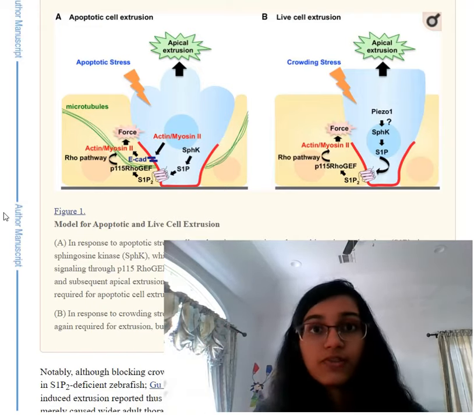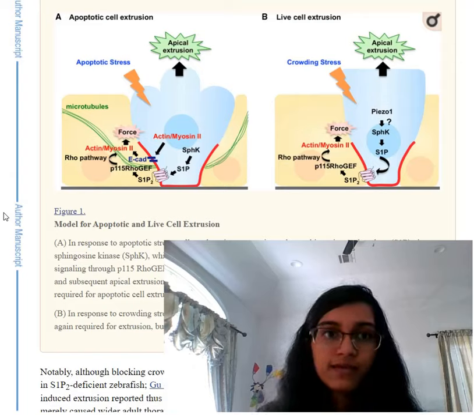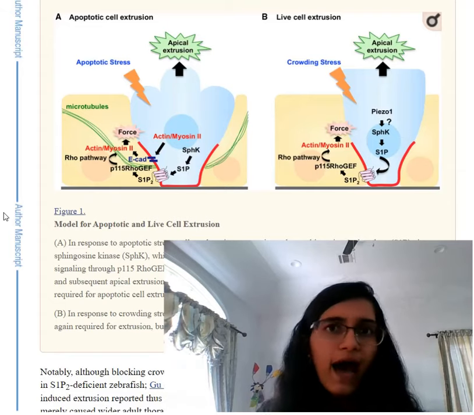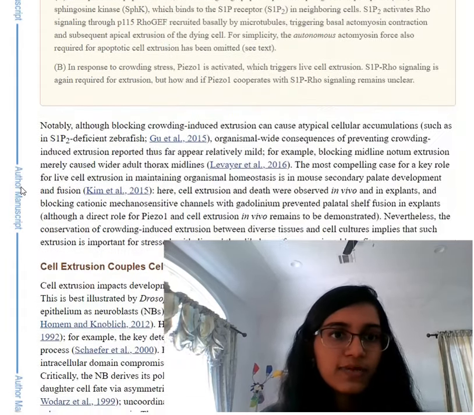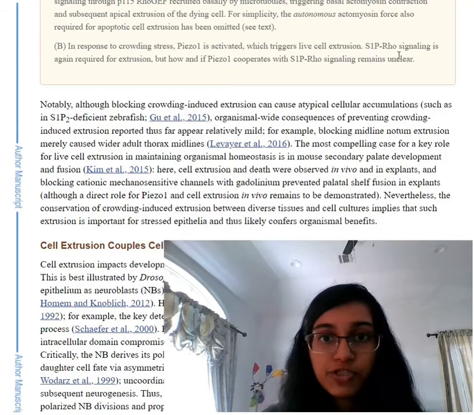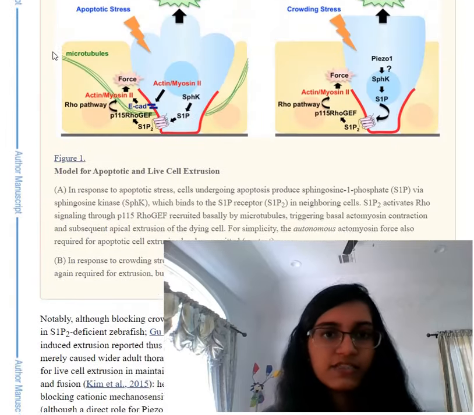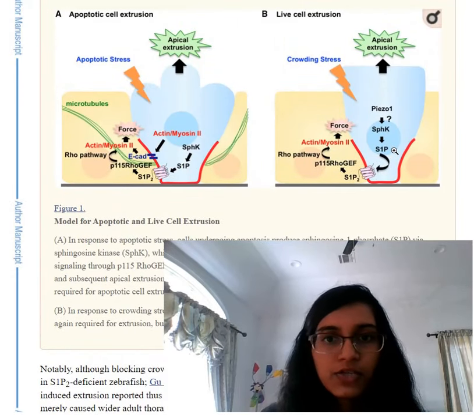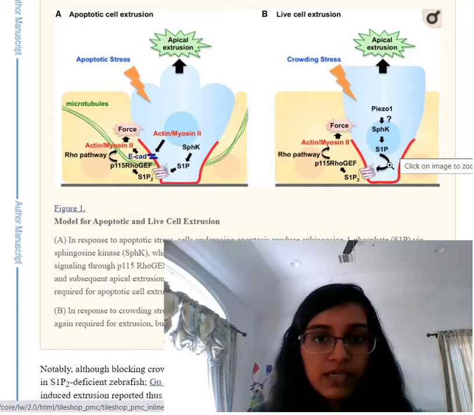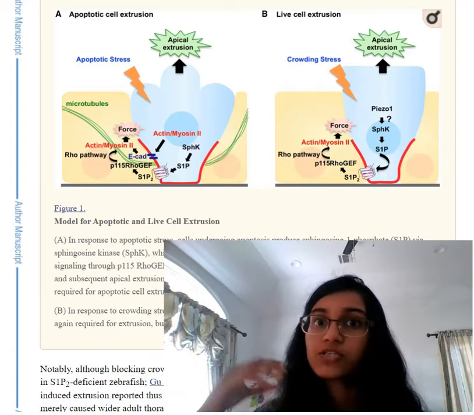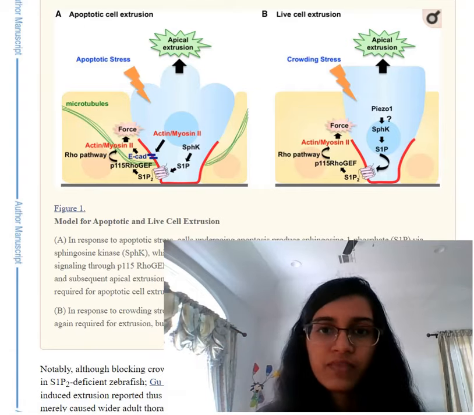The thing is, there's also live cell extrusion, which is caused by crowding stress instead of apoptotic stress. So how is that different? Well, as we can get from this second caption, part B, it's not actually that different. If you look at the diagram, you still have SPHK, you still have S1P and S1P2, you still have the Rho pathway and actin myosin. Really the only thing that's different as a result of crowding stress is this protein right here, piezo1.